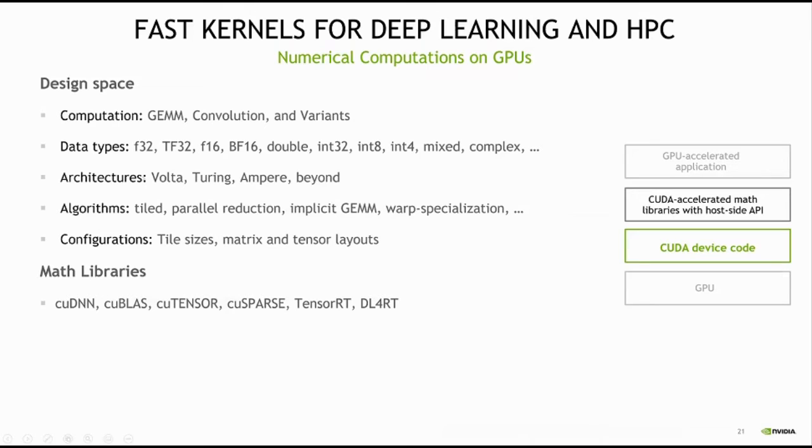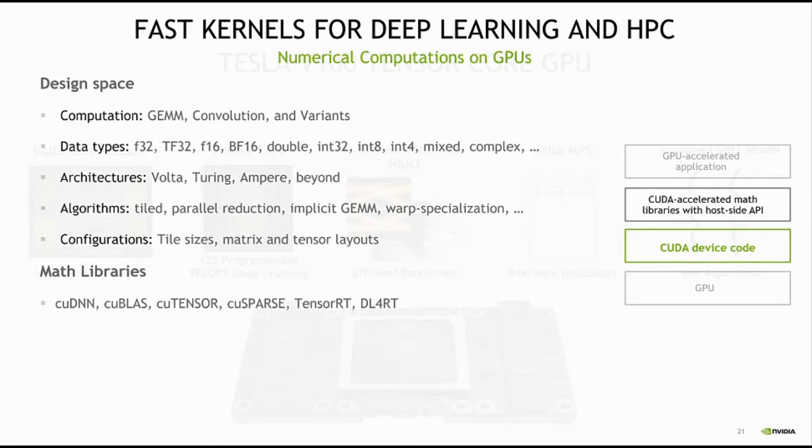From an architectural perspective, we'll look at Volta, Turing, and Ampere. And from an algorithmic perspective, we'll see if we can cover tiled parallel reductions and implicit GEMMs, right? And there are certain libraries like cuDNN, which is the CUDA Accelerated Deep Neural Network Library, cuBLAS, which is for linear algebra subroutines, cuTensor for tensor acceleration, cuSPARSE for sparse matrix acceleration, and TensorRT for optimizing the neural network for inferencing, right? So we'll talk about TensorRT in more detail, but all of the other libraries can be used via deep learning frameworks like PyTorch and TensorFlow, right?